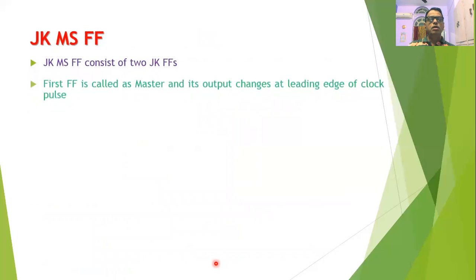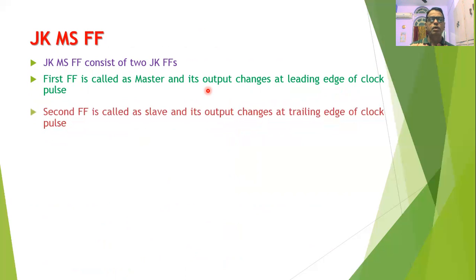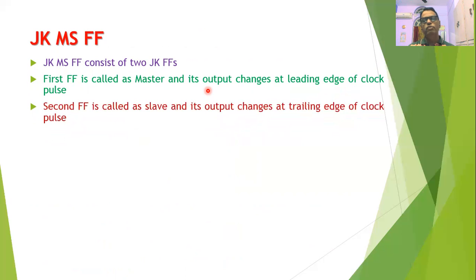Now we can construct the JK master slave flip-flop by making use of two JK flip-flops. As I told you, the output of the first flip-flop, which is called the master, will change at the leading edge of the clock pulse. The second flip-flop is a slave flip-flop. Since it follows the first flip-flop, it is called a slave flip-flop, and its output will change at the trailing edge of the clock pulse.